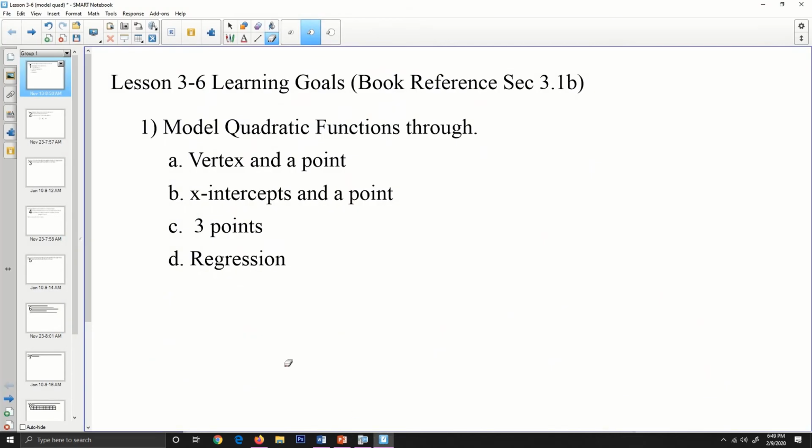Let's get to it. Today we are going to model quadratic functions using a vertex and a point. We're going to use x-intercepts and a point. We're going to use 3 points, and we're going to do regression. So let's look at each of those individually.